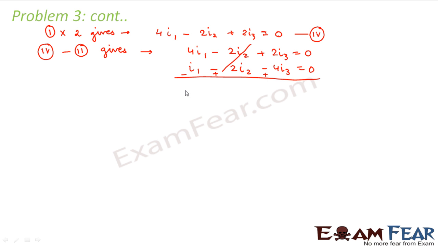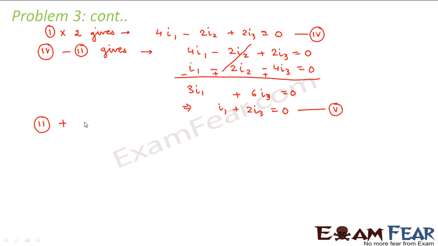So this 2I2 will get cancelled. So this is 3I1 plus 6I3 is equal to 0. That is I1 plus 2I3 is equal to 0. So this is my equation 5.